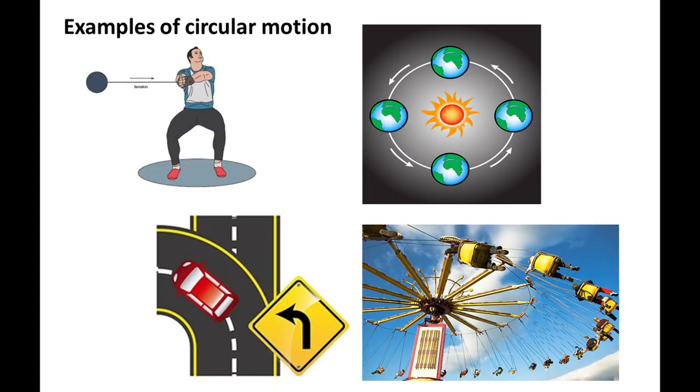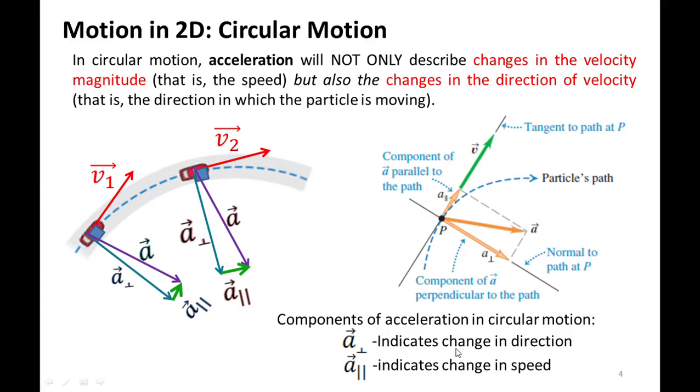So here are some examples of circular motion. We have here the movement of the earth around the sun. That's an example of circular motion. Of course, we have here the turning of a car on concrete roads. Or of course, we also have here an example of a ride in a carnival. So, two-dimensional circular motion.